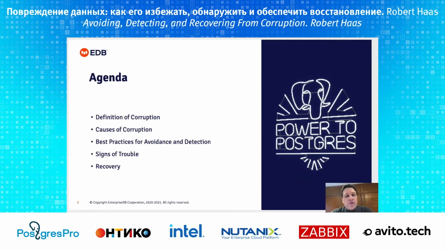So just by way of agenda, I'm going to start by giving a quick definition of corruption. Then I'm going to talk about some of the causes of corruption, some best practices that you can follow to avoid having your database get corrupted and to detect the fact that it has become corrupted if that happens. We'll talk about signs that it has happened. And finally, we'll offer a few ideas about how you might be able to recover from the situation if it does happen to you.